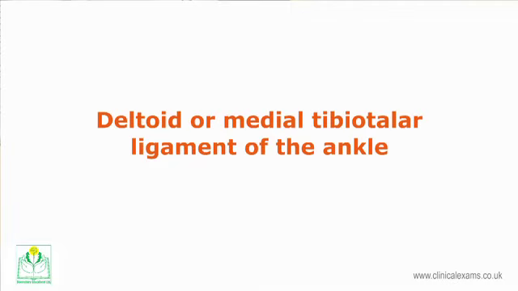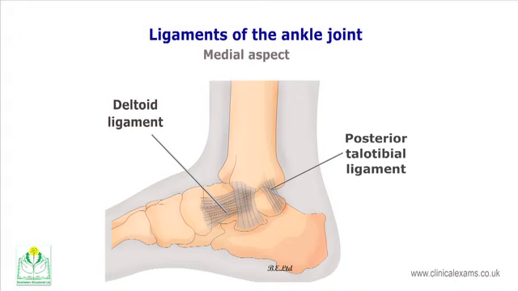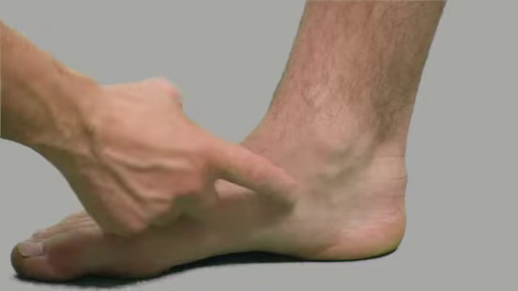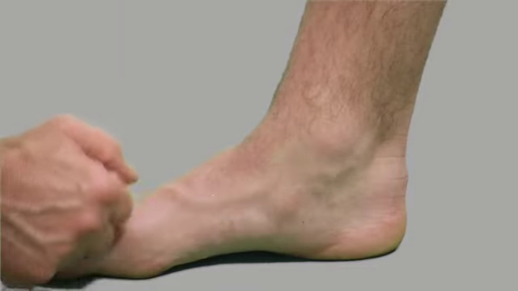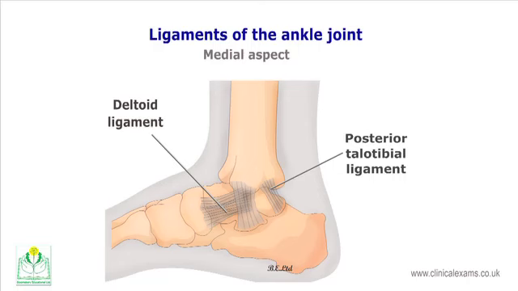The deltoid or medial tibiotalar ligament of the ankle. The medial ligament of the talocrural joint, or deltoid ligament, is a strong, flat, triangular band. It is attached above the apex of the medial malleolus over the anterior and posterior borders. It consists of 2 sets of fibers, superficial and deep.